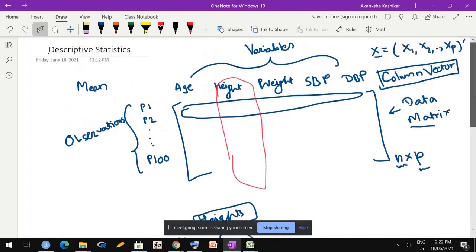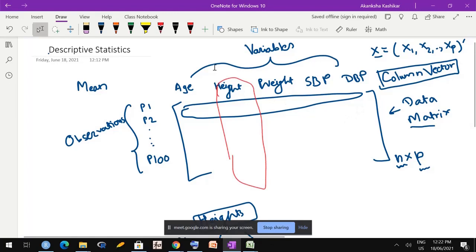Okay, I assume it is clear. Now I want to compute mean of this data. So I want to compute in some way mean of this matrix. Now one very crude and simple thought that comes to mind is, okay, take mean of all the observations.